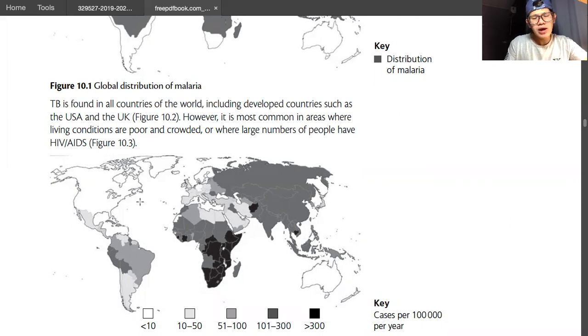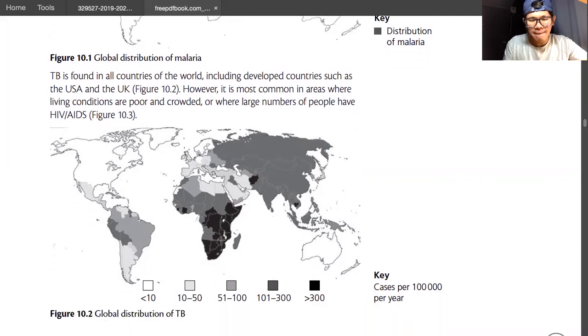So why is this? Because we can identify that the cases are very high particularly in countries in Africa, South America, Central America, and including India and certain parts of southeast Europe. So these are the areas where a lot of TB occurrence is happening.